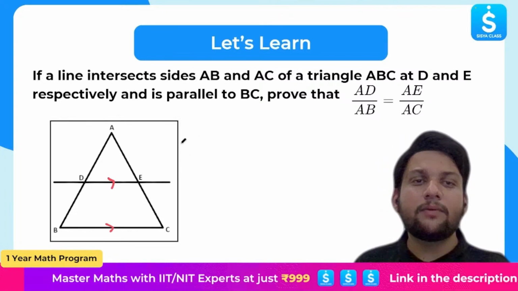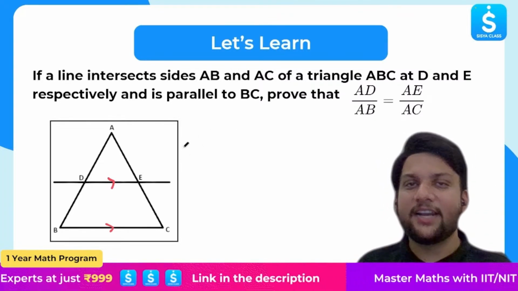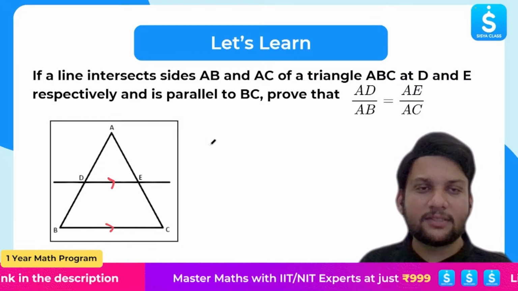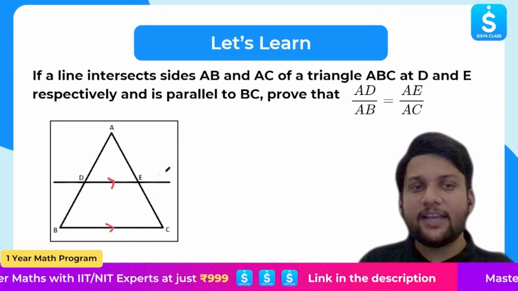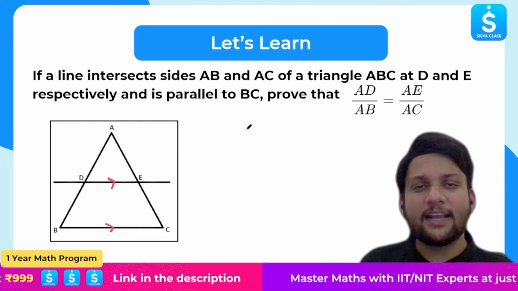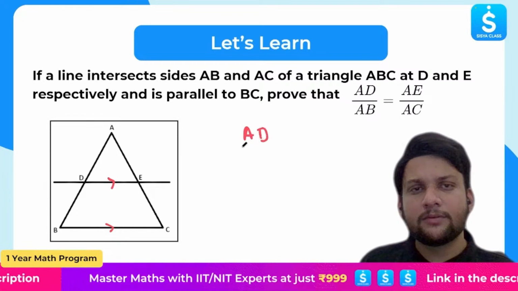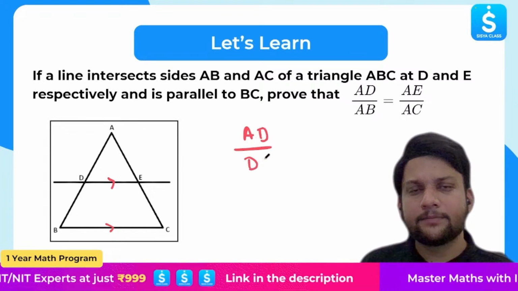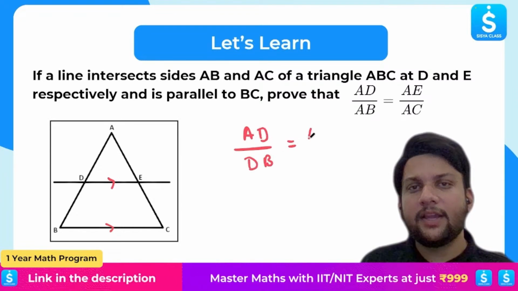So what do I know? Again, what is the theorem we studied? Just now we studied the theorem. What can I say? If DE is parallel to BC, then I can say AD over DB is equal to AE over AC.